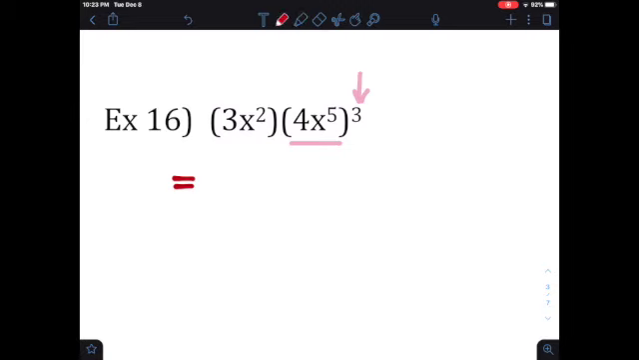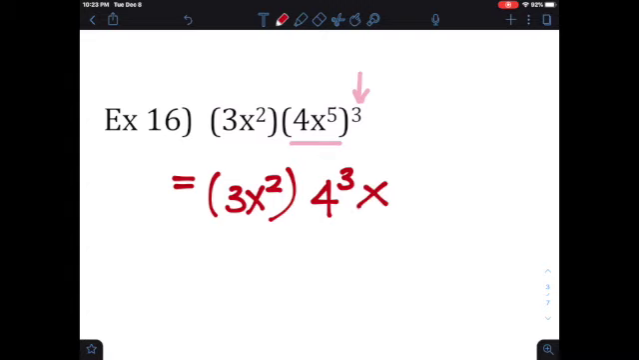So I'm going to just write it as 3x squared, like that. But I'm going to take care of the second half. But that's 4 to the third power. 4 to the third power. And then x to the fifth power 3 times, so they become 15.